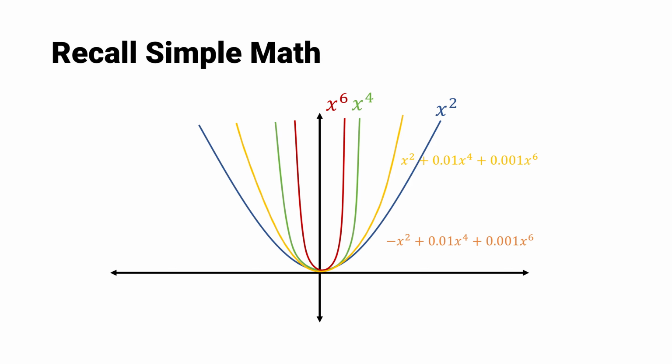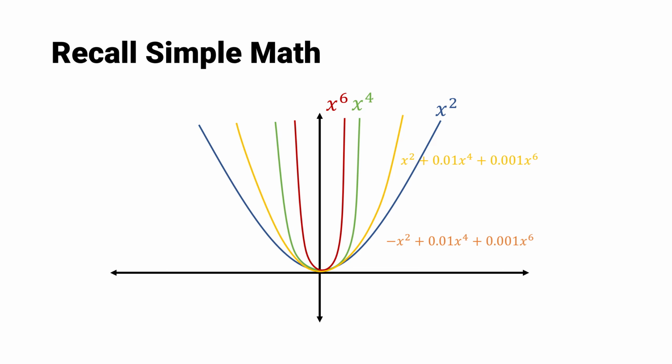So what if I flip the sign of x squared? So minus x squared plus 0.01 x power 4 plus 0.001 x power 6. What is going to happen now? As you would imagine, when the values are small, x square is going to dominate and with its negative sign, it's going to go down.